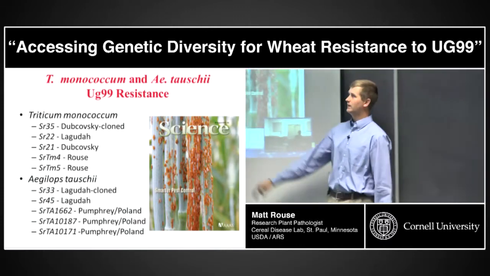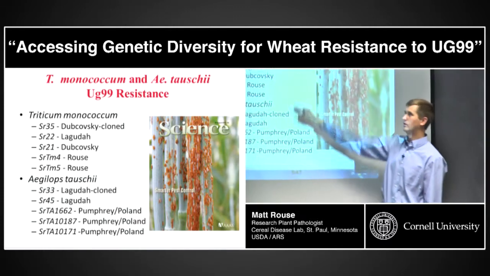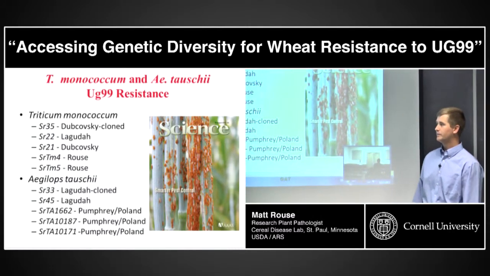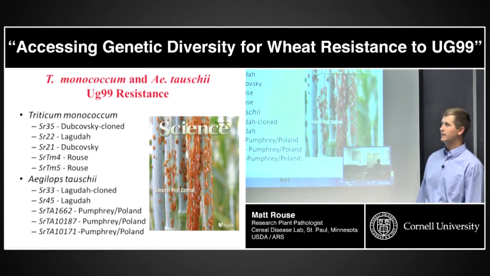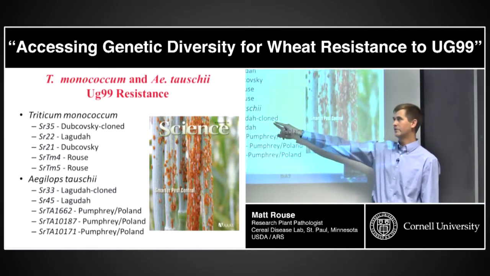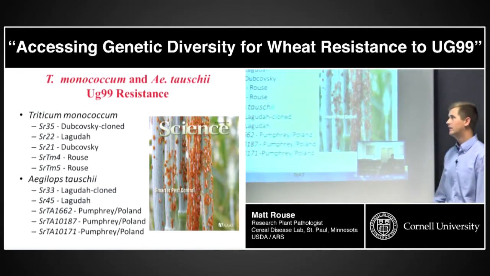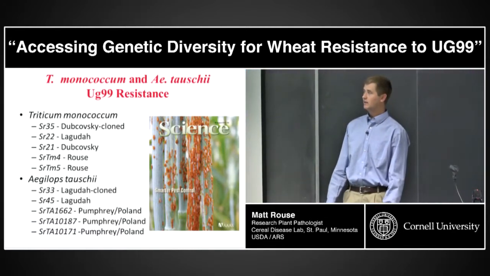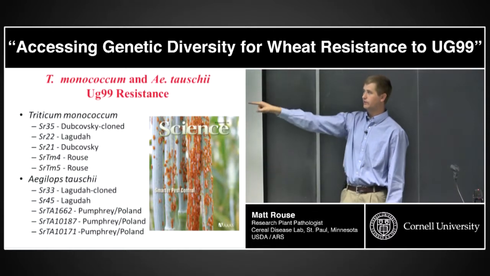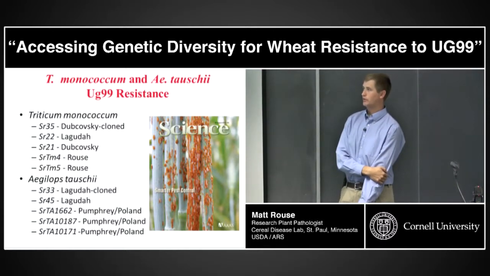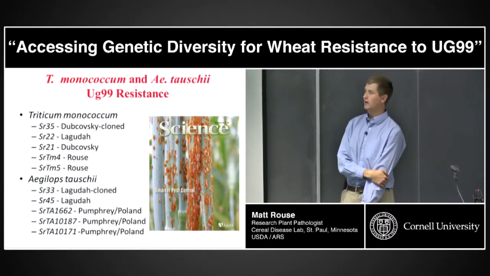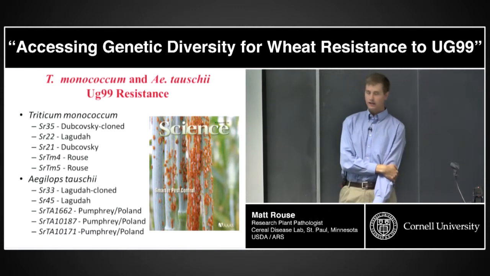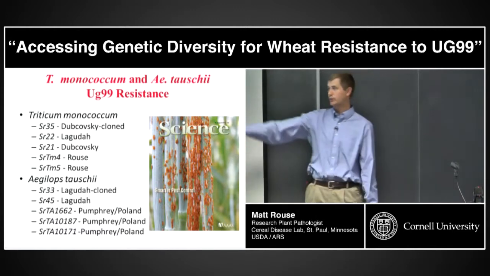And so for many of the known genes, we prioritize those for fine mapping and even cloning. And then recently in Science, it was reported Sr33 and Sr35, both of those resistance genes being cloned. And the collaborators for those works are displayed here. So in Triticum monococcum, we found a couple of new genes, and in Aegilops tauschii, we found 3 new genes.